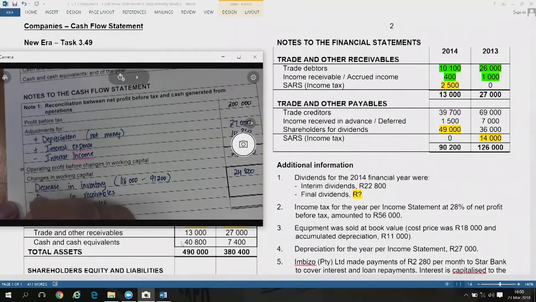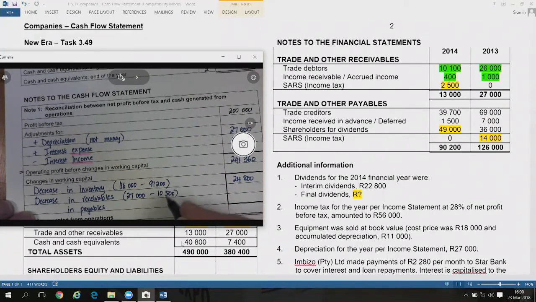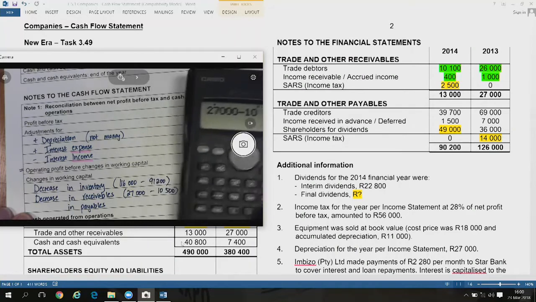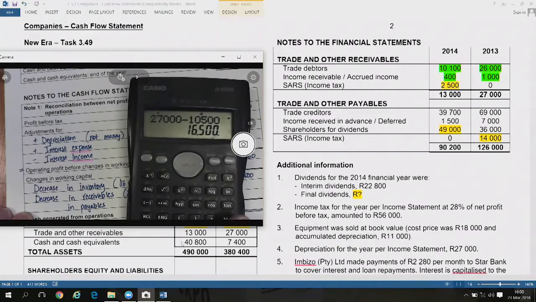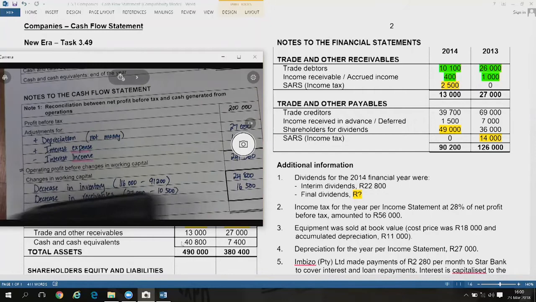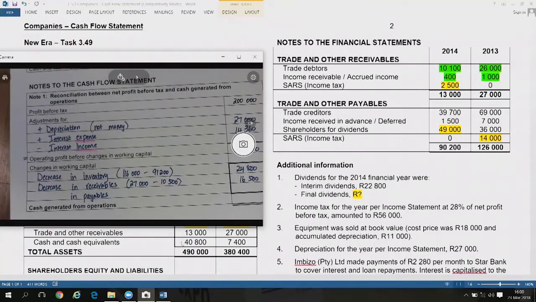There's a decrease in our receivables. The amount is 27,000 on the one side, and the other side is 10,500. So if you say 27,000 minus 10,500, that gives us 16,500. That's also money in, because remember, if there's a decrease in your debtors, it means that they pay you and you receive money.